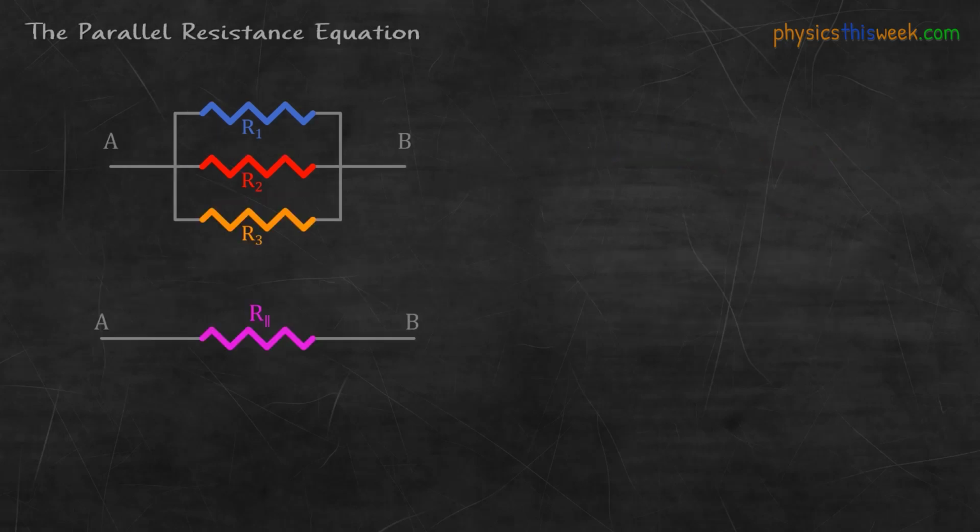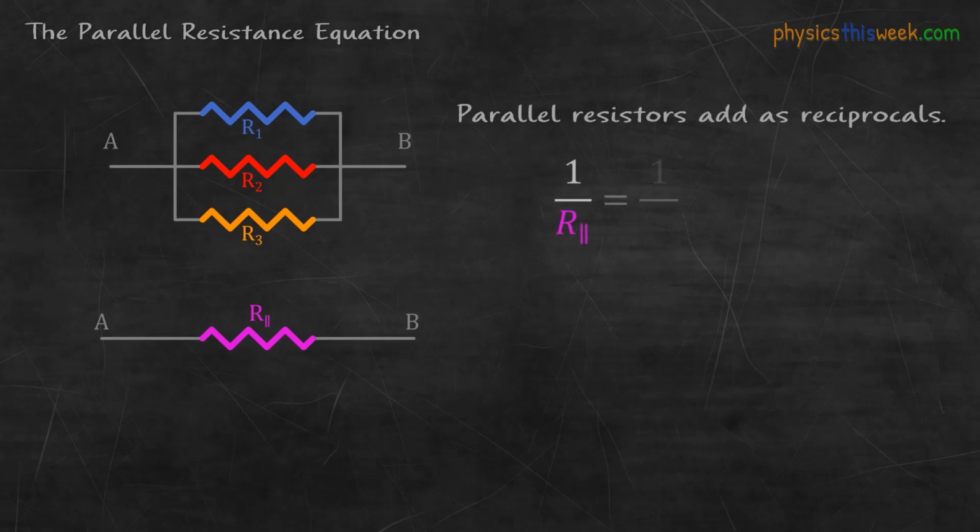Resistances connected in parallel act as reciprocals. I've made another video to explain this, but for now we will just apply the equation. Here we have three resistors connected in parallel. The equation for combining them is given by the fraction 1 over R parallel equals the fraction 1 over R1 plus the fraction 1 over R2 plus the fraction 1 over R3.